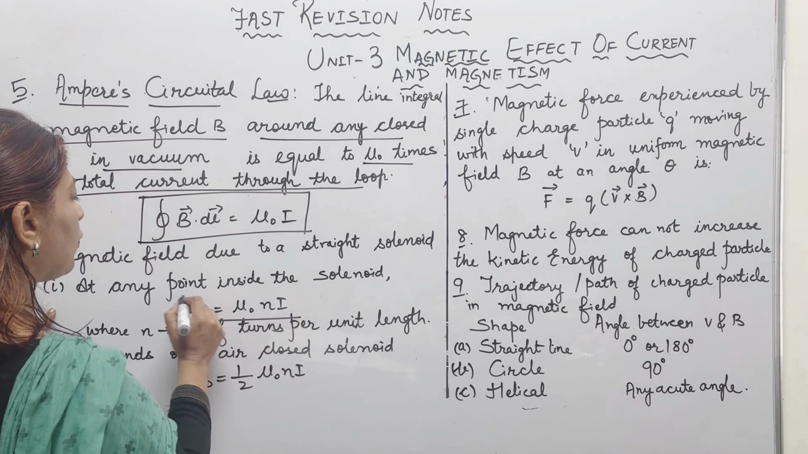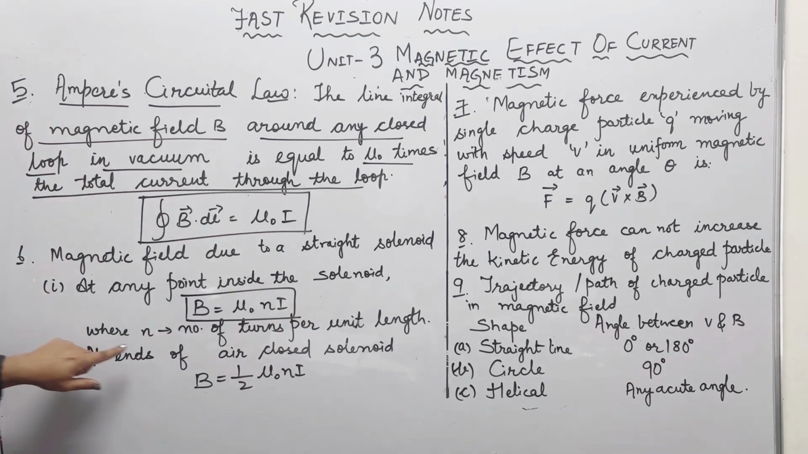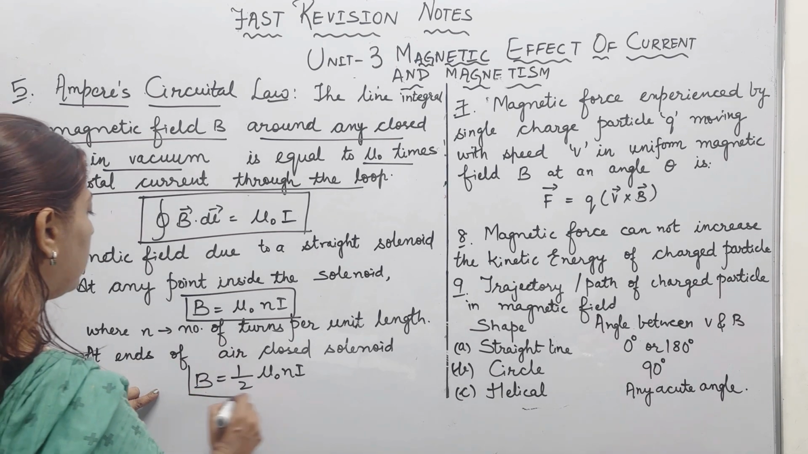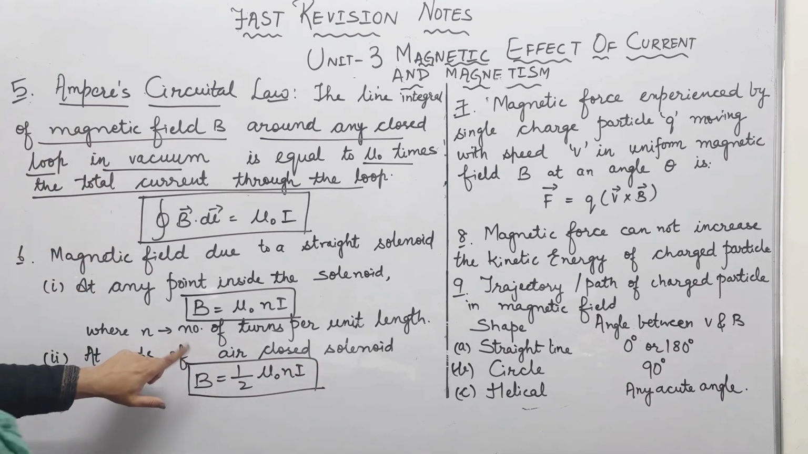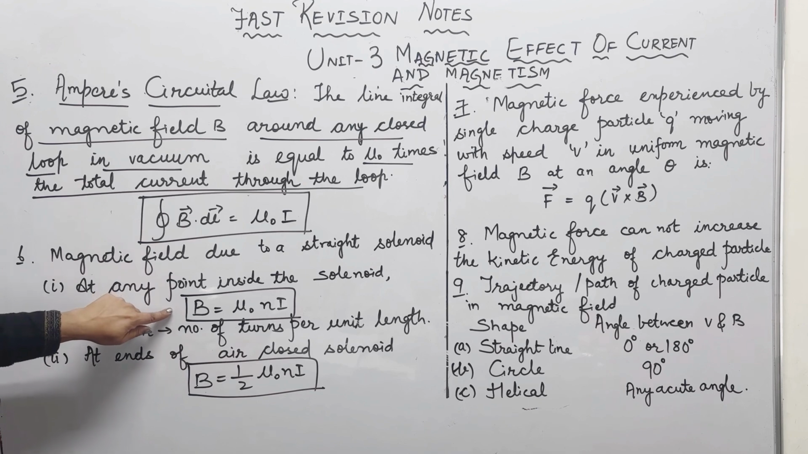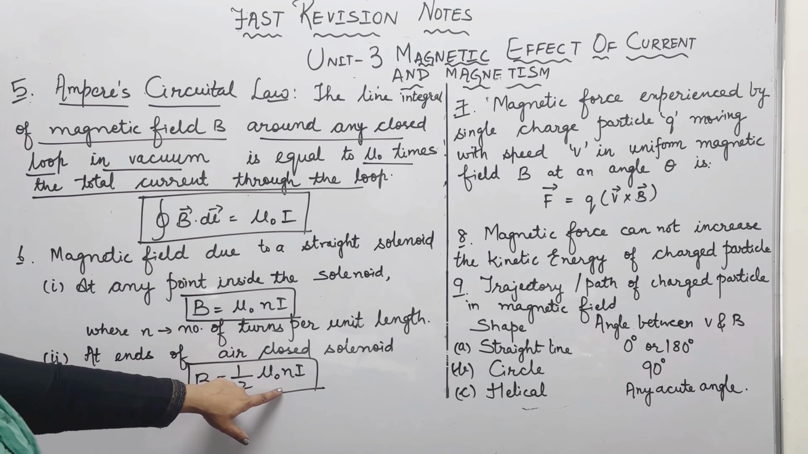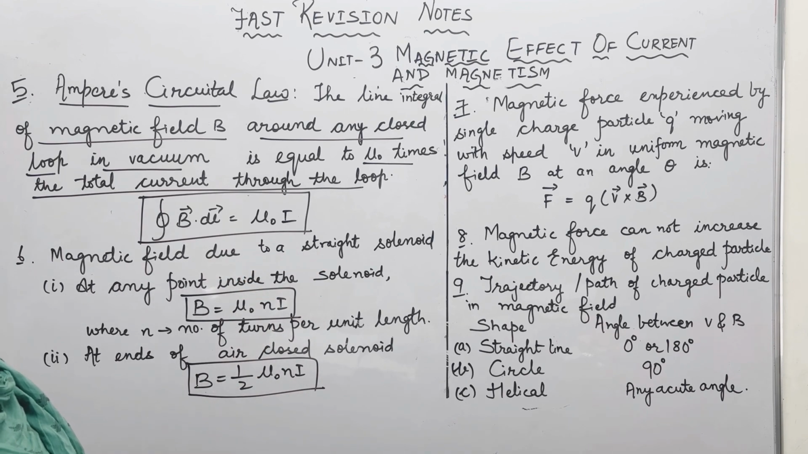The next is the magnetic field due to a straight solenoid at any point, given by B equal to mu naught n I, where n is the number of turns per unit length. Inside the solenoid it is mu naught n I, and at the end points it is half of mu naught n I in the case of a straight solenoid.